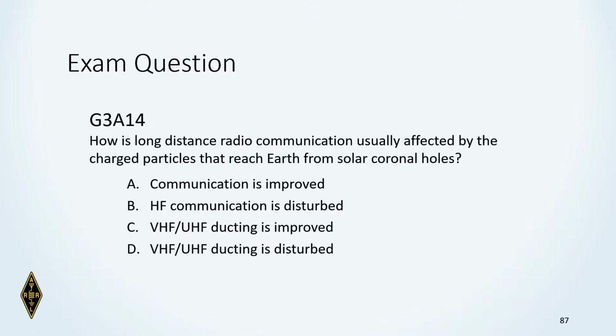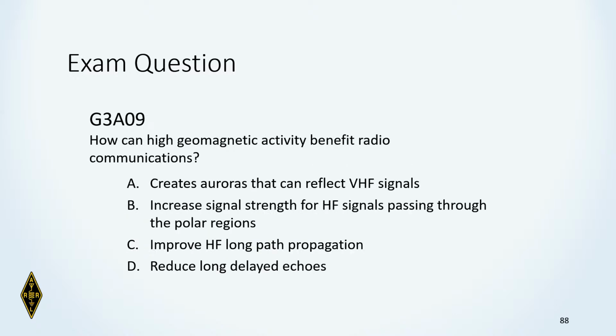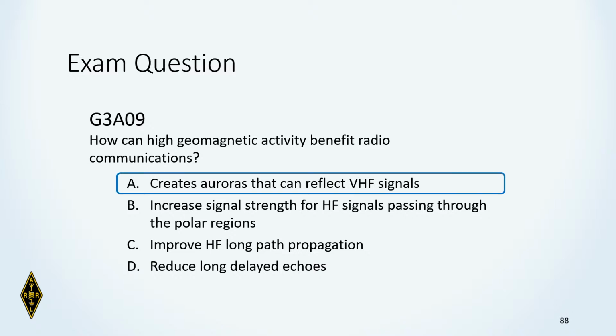How is long distance radio communication usually affected by the charged particles that reach Earth from solar coronal holes? Bravo. Yep, something is disturbed, and in this case, we said HF was affected more. How can high geomagnetic activity benefit radio communications? That was our one exception. Alpha. Create auroras that can reflect VHF signals.